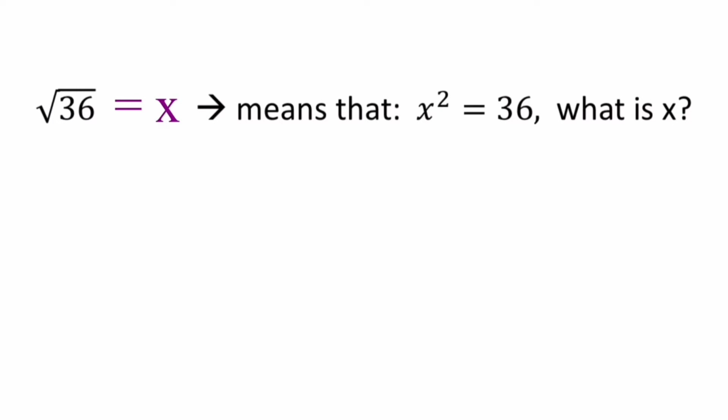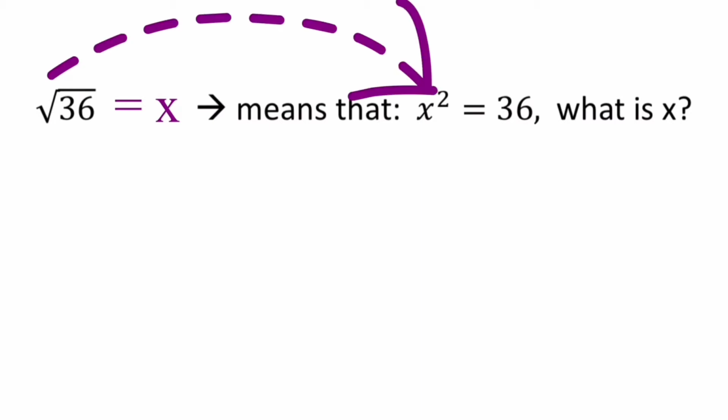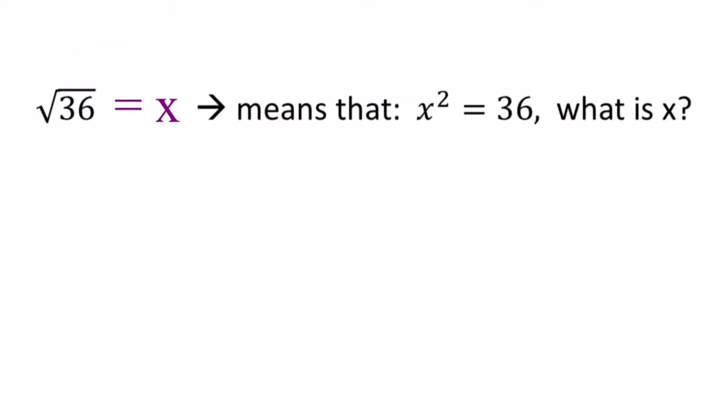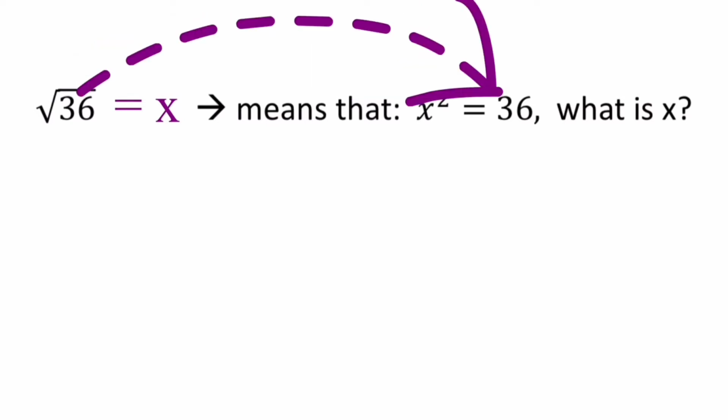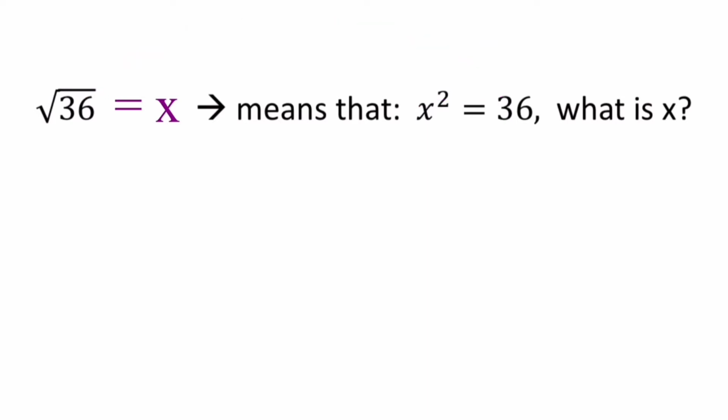What is x? If you notice, our x here becomes the base of the exponential form, while our index of 2, which is invisible, becomes the exponent in the exponential form, and our radicand, which is 36, becomes the answer to the exponential expression. What we're trying to do right now is determine the value of x such that when we multiply this x by itself twice, it will give us 36.